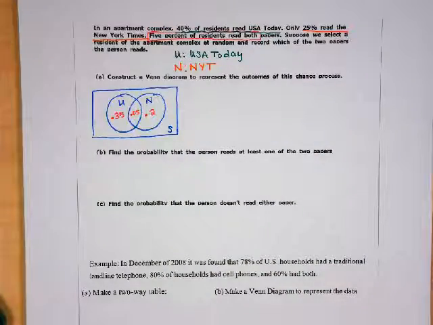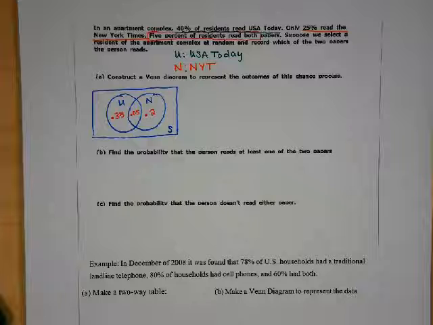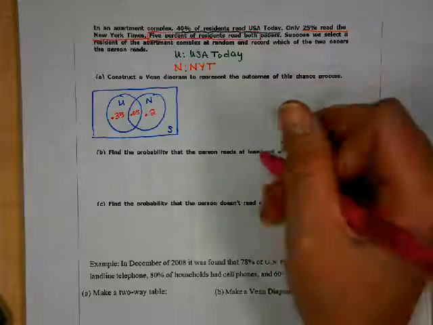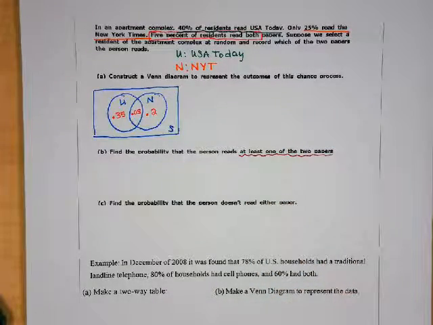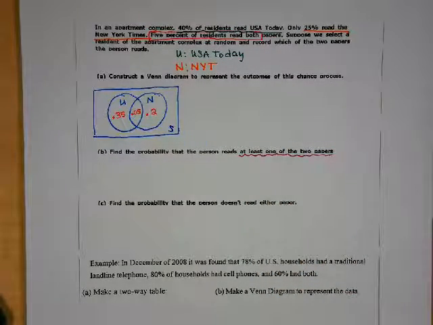So then I'm going to find the probability that the person reads at least one of the two papers. What does that phrase mean? At least one of the two papers. Nobody? I suppose because it's Friday, I'll be nice.